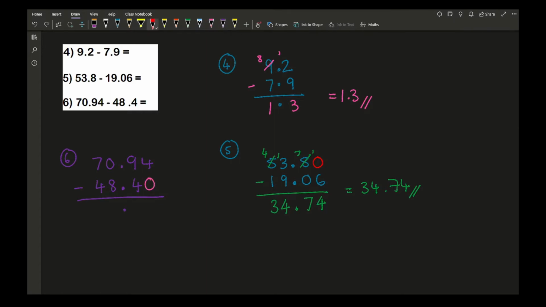And it's just a case then of performing the subtraction. So 4 take away 0 is 4. 9 take away 4 is 5. I need to borrow 1 off there, so that becomes a 10. So that becomes 2, giving me a final answer of 22.54. And there we go.